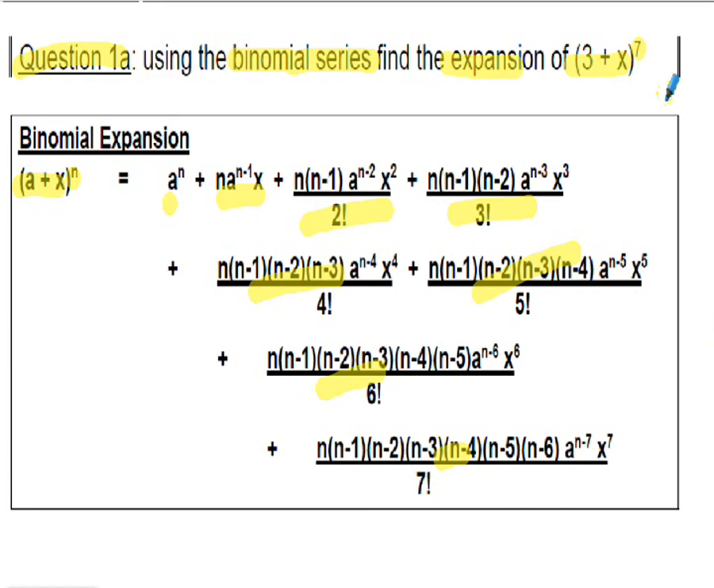Notice the pattern we've got here: a to the n, plus n times a to the n minus 1 times x, plus n times n minus 1, a to the n minus 2, x to the 2 upon factorial 2, plus n times n minus 1 times n minus 2, a to the n minus 3, x to the 3 upon factorial 3, and so it goes on. There's a pattern there that develops.